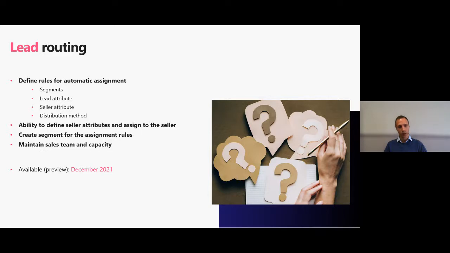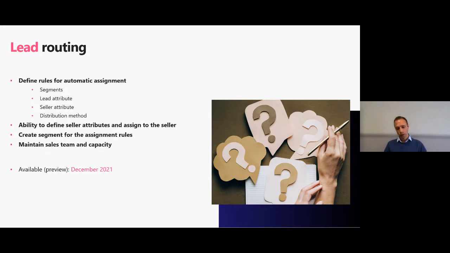to then use in the logic for routing. And then you can check seller attributes. So you can actually check which areas certain sellers are covering and stuff like that. So you actually can create specific logic that takes into account the skills of your sellers. And then you decide on the distribution method. Now, the most common, of course, is round robin.